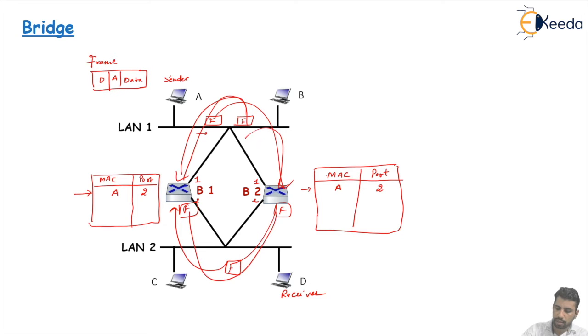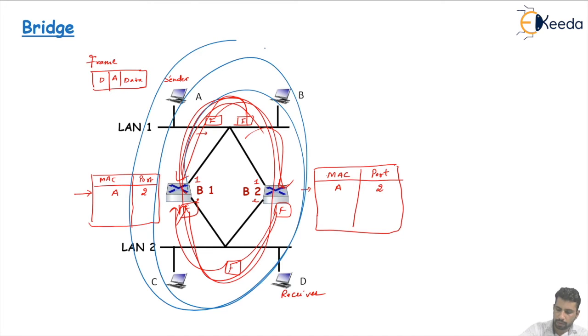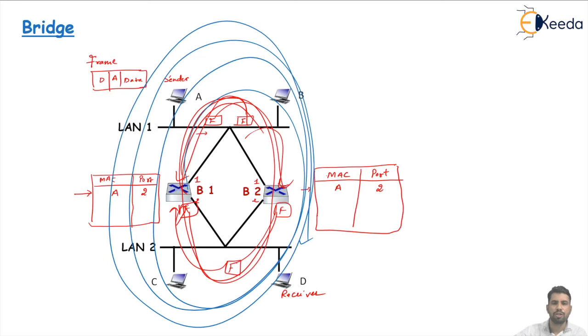So this way our frame will keep moving here and here, between the loops, if they have no information about the corresponding destination D. This is the loop problem. So we need to find a serious solution for this problem, because due to this our frame will never be received or accepted by the destination, and never reach the destination.